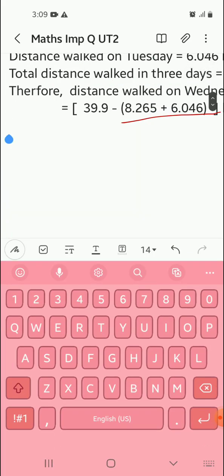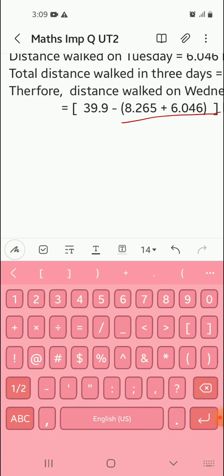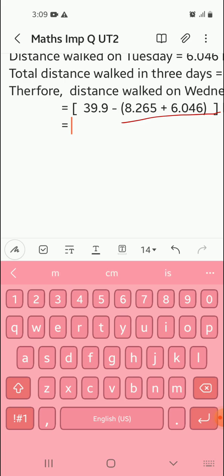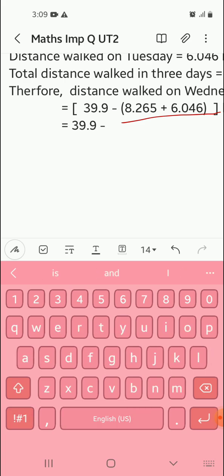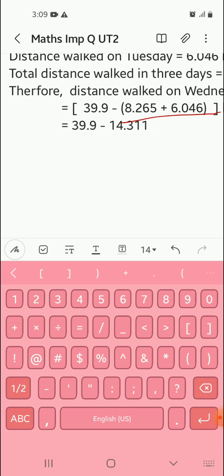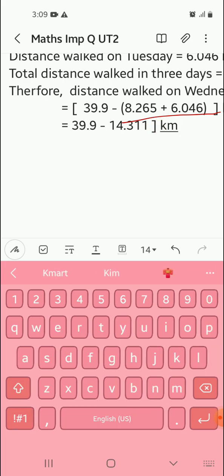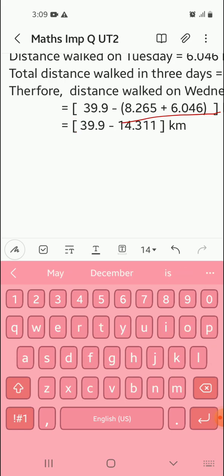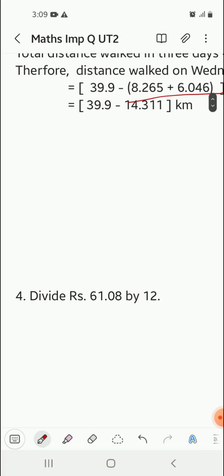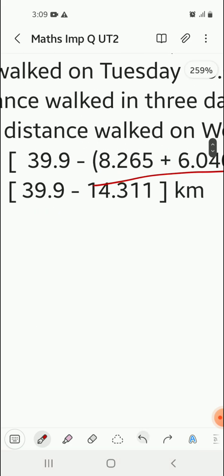So let's write the statement over here. So this is equal to 14.311. So from 39.9 kilometer, we have to deduct, that is subtract, 14.311, and the whole thing is in kilometer. So the units are very important, as I always tell you. Now the next step is we have to subtract these two numbers. So let's do it.